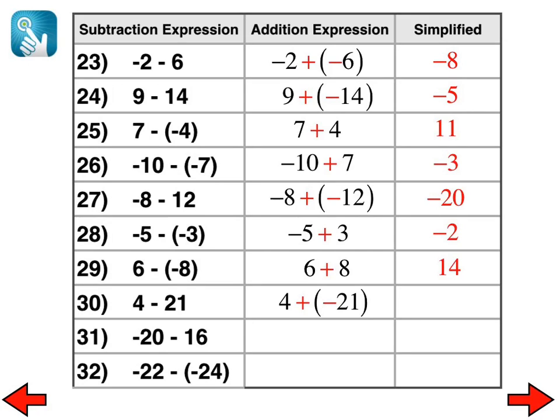30 turns into 4 plus negative 21. We have 21 negatives and only 4 positives. We have 17 more negatives than positives. 31 turns into negative 20 plus negative 16. We have 36 negatives and 0 positives. Therefore, we have 36 more negatives than positives. And number 32, after we add the opposite, the equivalent expression is negative 22 plus 24. We have 22 negatives but 24 positives. Therefore, we have 2 more positives than negatives. Any questions about anything in this chart?